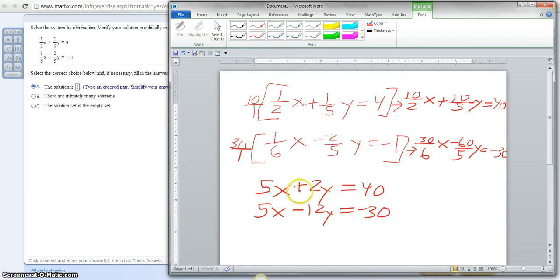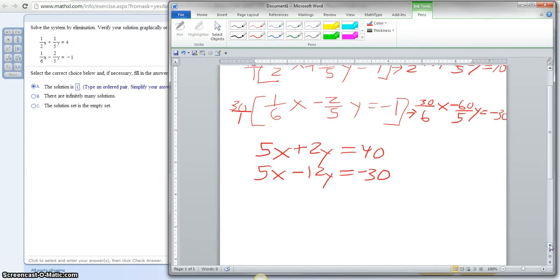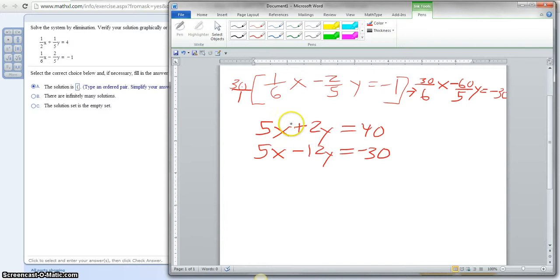Now, if you notice here, we have to determine which one of these variables we want to eliminate. It doesn't matter which variable, but let's just say we want to eliminate the x's. Now, we have the same coefficient, but they have the same sign. So we have to change the sign of one of them. I just choose the top equation. So I'll multiply the whole top equation by -1. So -1 times 5x is a negative 5x. -1 times 2y is a negative 2y. And -1 times 40 is negative 40. And then I will bring down the second equation.